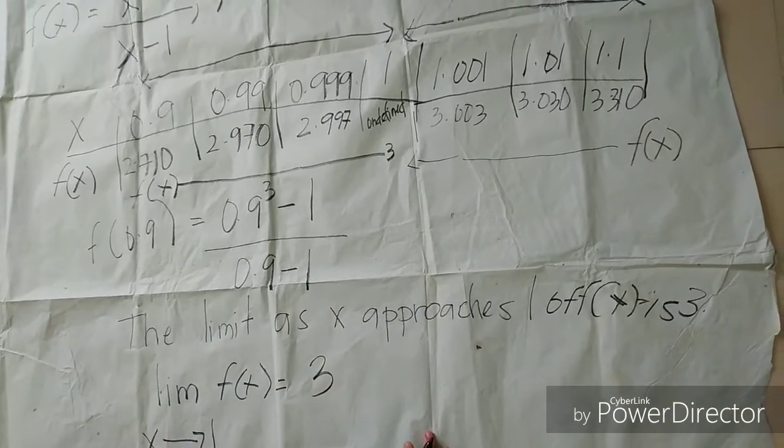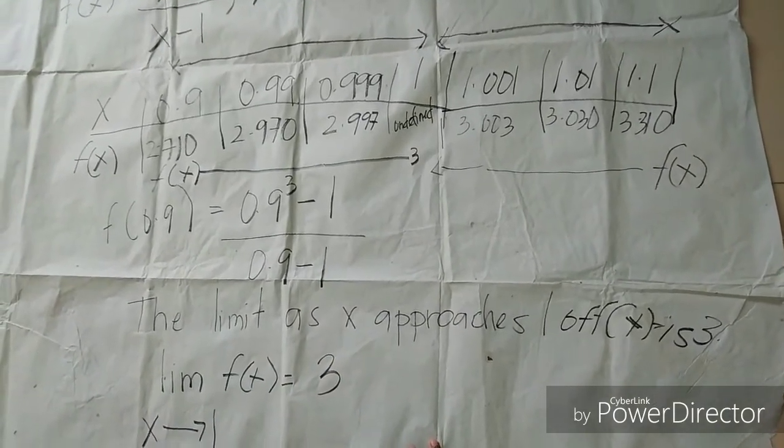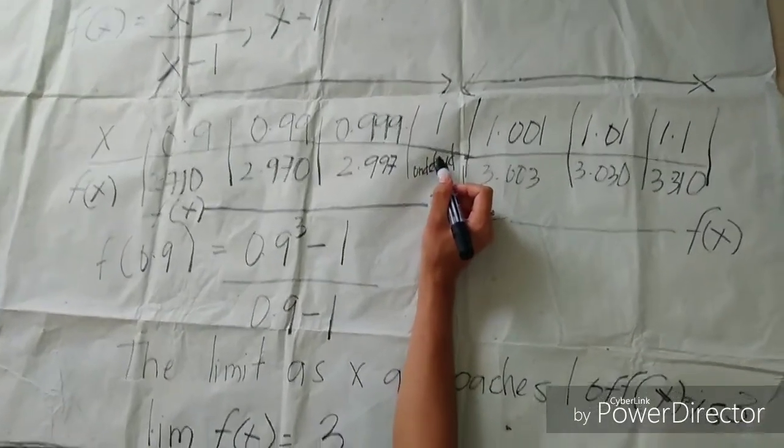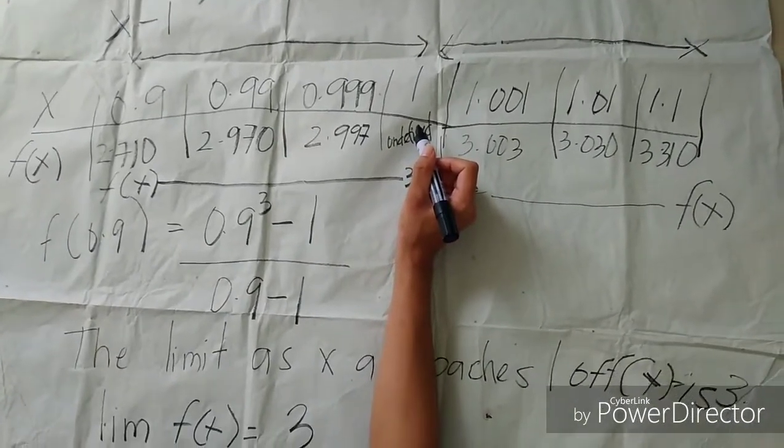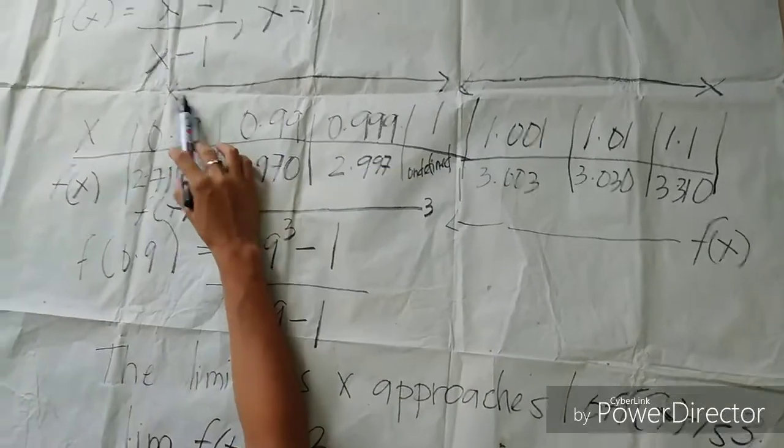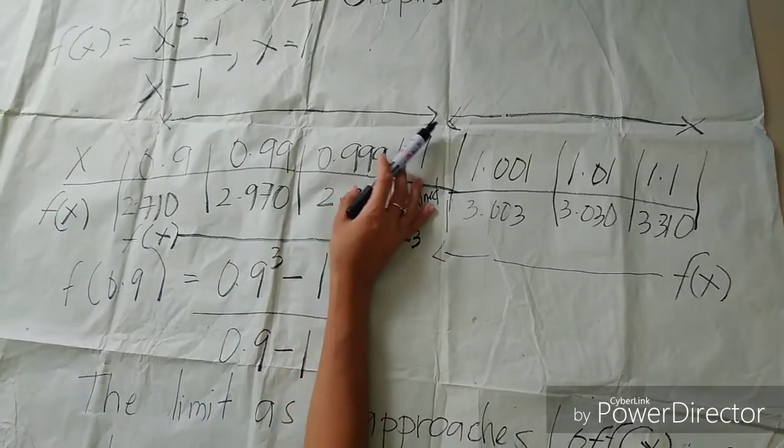So just one more reminder that we are not talking about what's happening at x equals 1, and we don't care what is happening there, as x is really getting closer to 1.